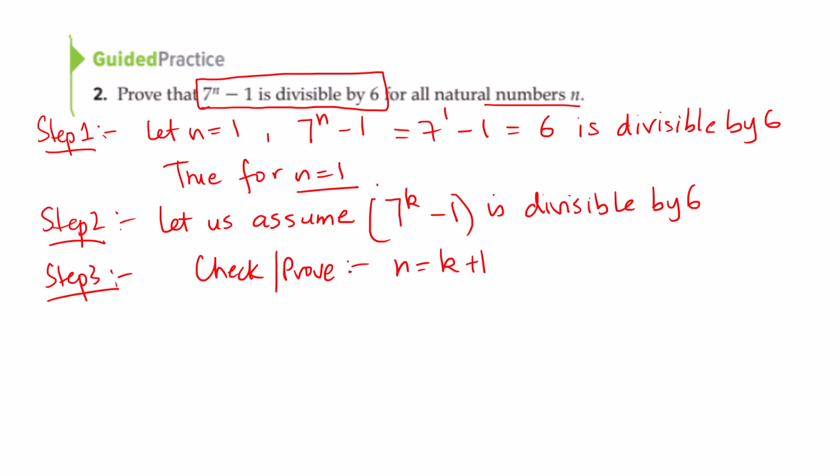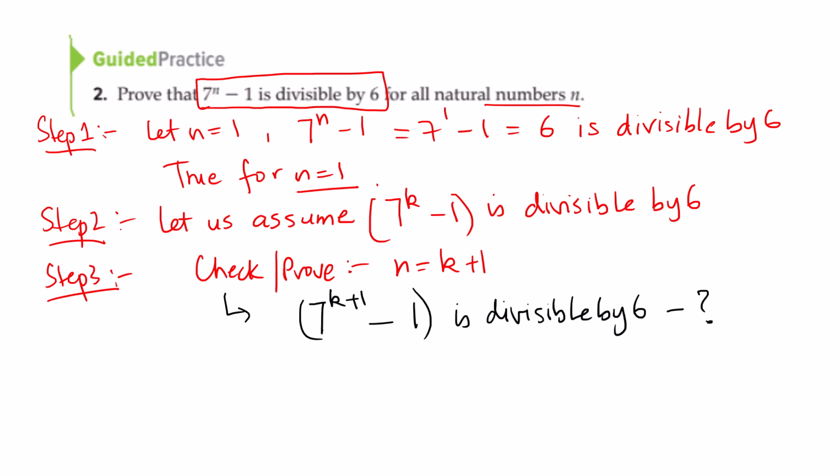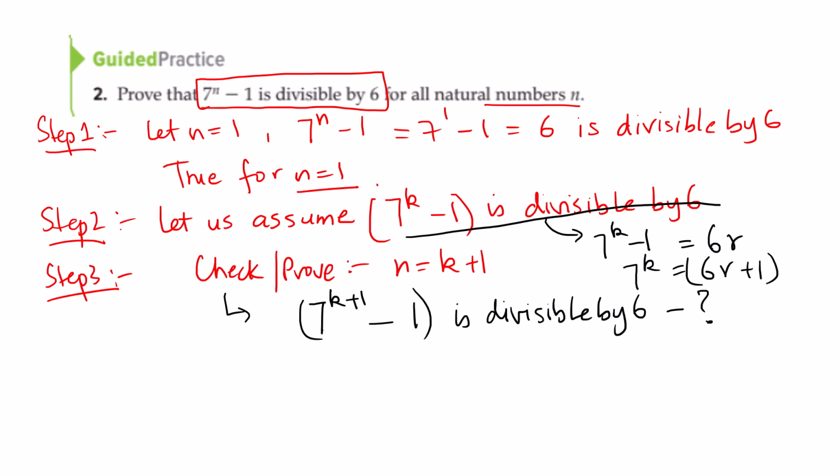So before we check this, let me write the statement that we want to verify. We want to verify that 7 to the power k plus 1 minus 1 is divisible by 6. This is what we need to check. We are not sure. And what we know from step 2 is that 7 to the power k minus 1 is divisible by 6. So it will be a multiple of 6 for some r. So I can get the value of 7 to the power k as 6r plus 1. Everything, if you see, is very similar to the previous question. In the previous question, just the numbers were different.